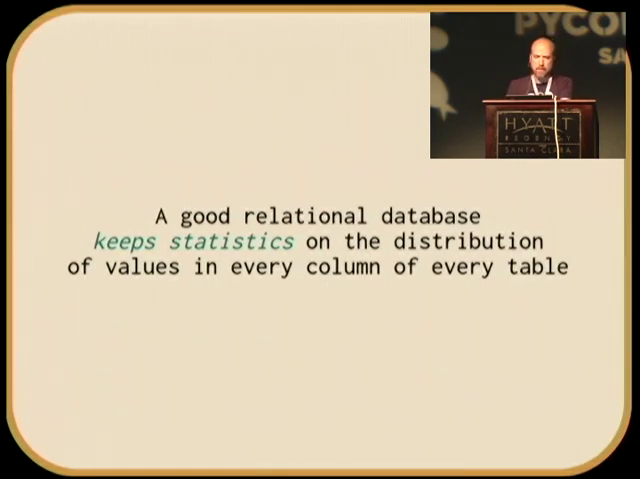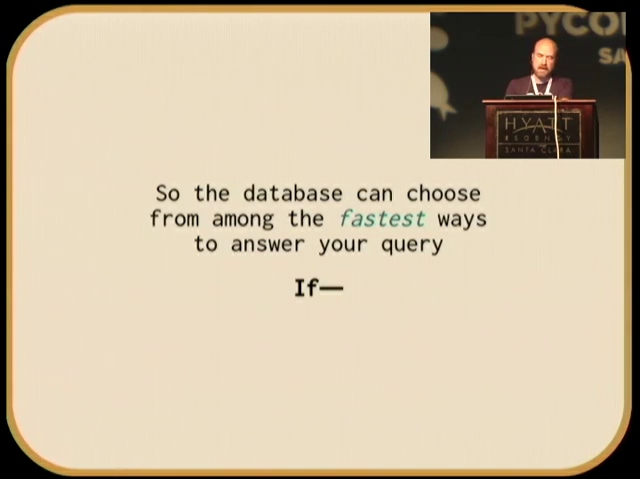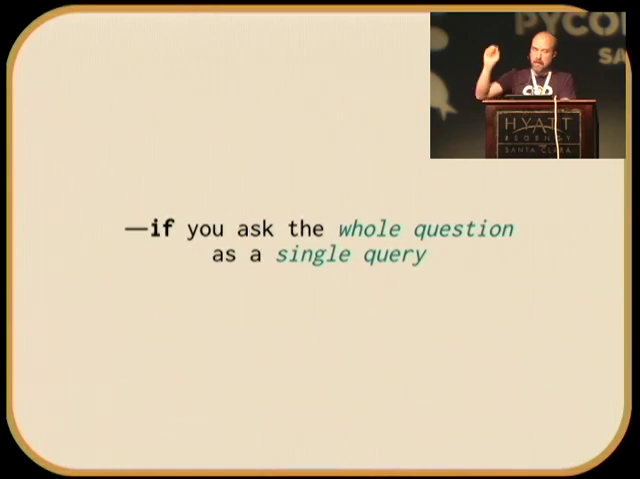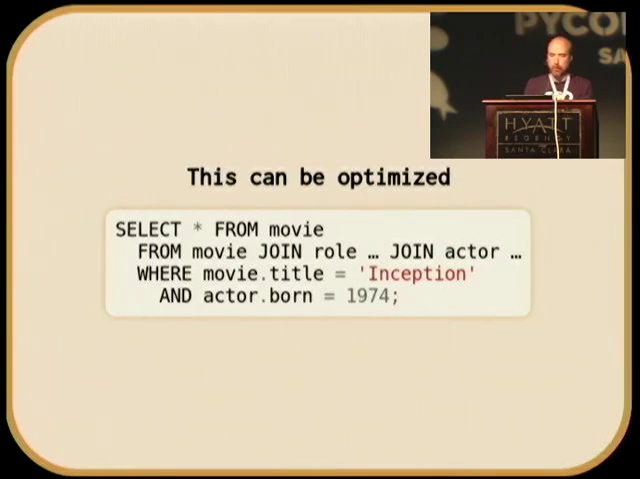A good relational database keeps statistics on the distribution of values in every column of every table, so it can choose from among the fastest ways to answer your query, again, if you ask the whole question as a single query.